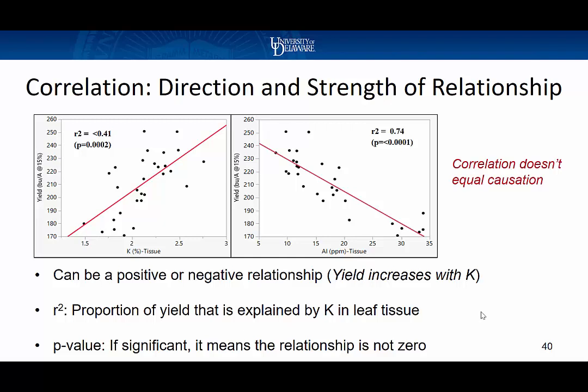So what it's saying is it's positive, so they increase together. Yield increases as potassium increases in the tissue. 0.41 is how much is explained. 41% of that variability is explained by potassium. However, if you look over here, same data, 0.74, and it's negative, is explained by aluminum. So your yield drops with aluminum. So this says 41%, this says 74%.